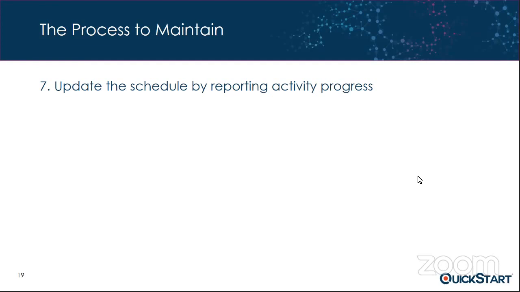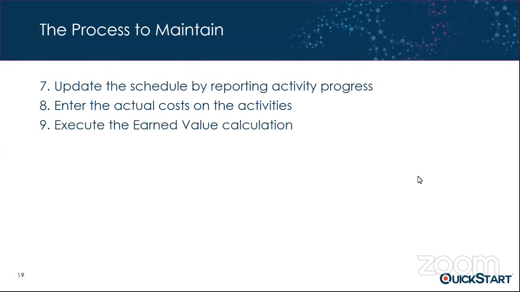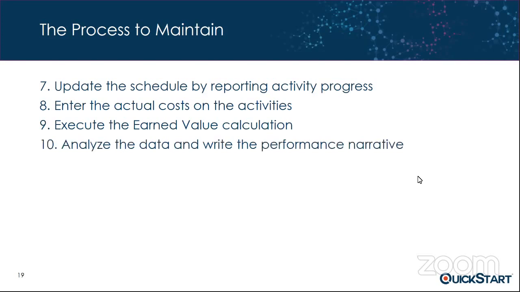You need to update the project schedule to keep it in line with reality. And we also need to enter actual costs for each of those activities. We need to perform the earned value calculation. And I should say calculations, actually. There'll be multiple, and we'll get to see some of those coming up here in just a moment. And then once we perform the calculations, we want to analyze the data, analyze the information that we're getting back, and write a little performance narrative, a little story about the project for where it stands.